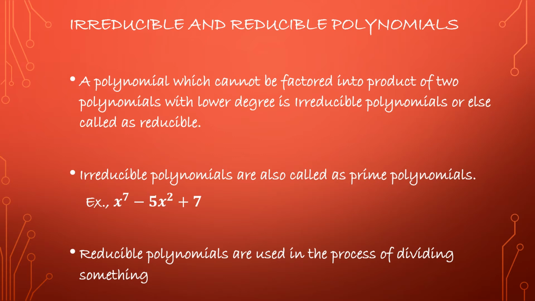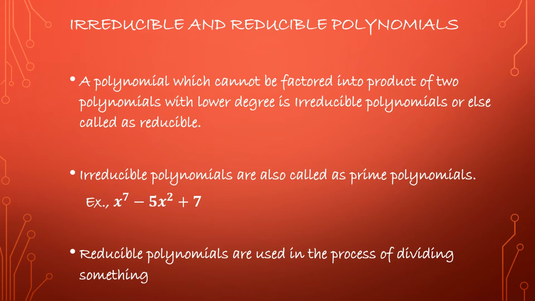So a polynomial which cannot be factored into a product of 2 polynomials. This is very, very important. A polynomial which cannot be written as a product of 2 other polynomials with lower degree is called an irreducible polynomial. Suppose I can write it as a product of 2 polynomials, then I call it a reducible polynomial. That is the difference between reducible and irreducible.